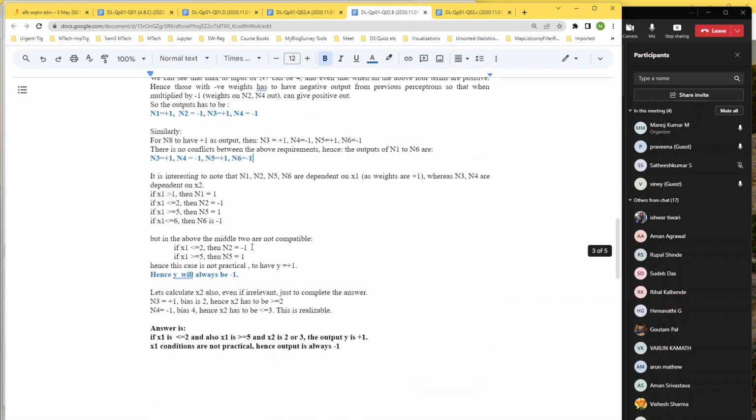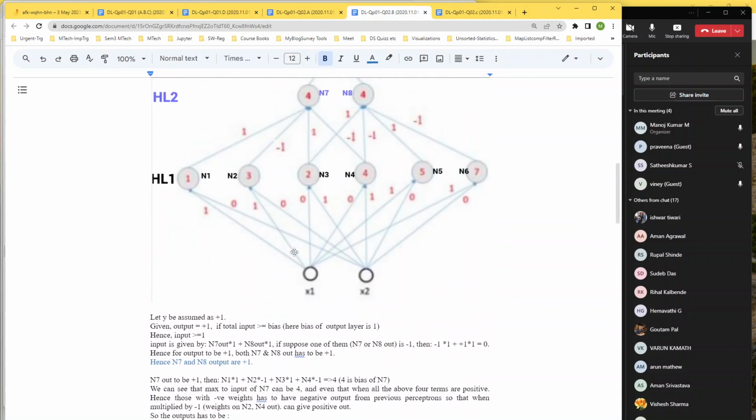It is interesting that n1, n2, n5, and n6 are dependent on x1. N1 is not dependent on x2 because the weight is 0 here. Similarly, n2 is also not dependent on x2. N3 is not dependent on x1 but is dependent on x2, and so is n4. N5 and n6 depend on x1, not on x2.